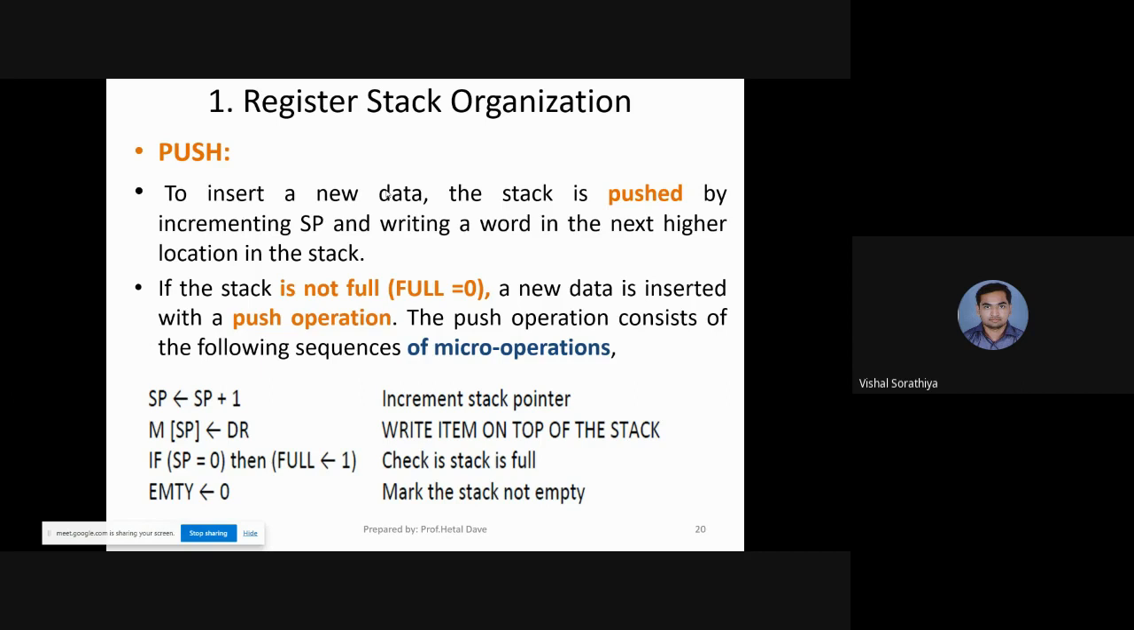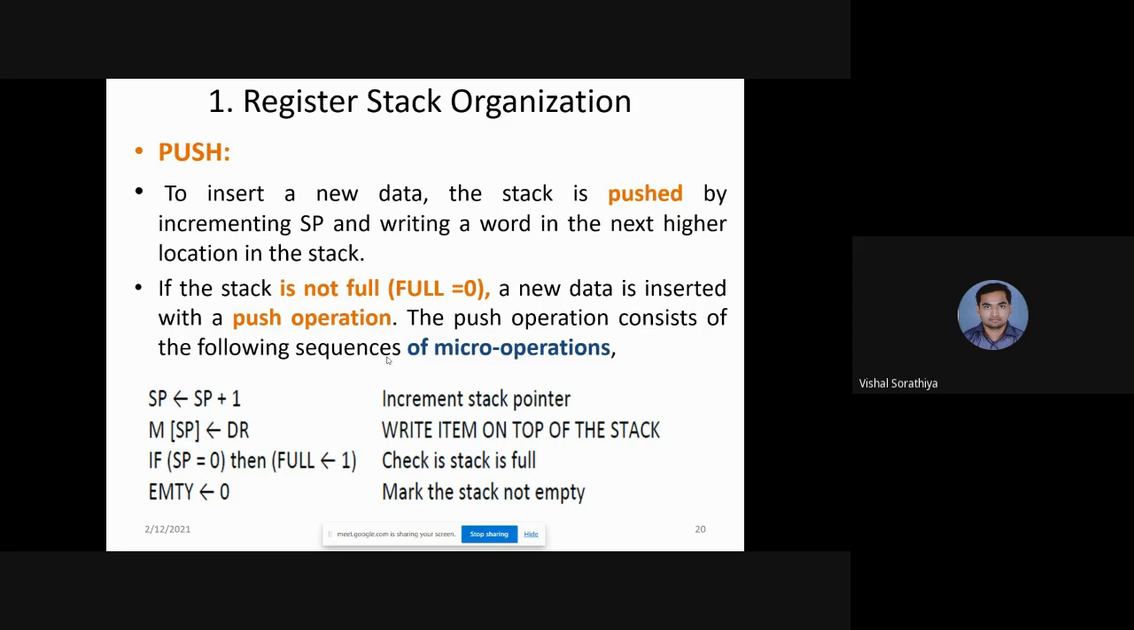It means there is some space which is already available in your stack organization, and not every location is full now. So what you need to do: if the stack is not full, that is full equal to 0, new data can be inserted with the push operation.